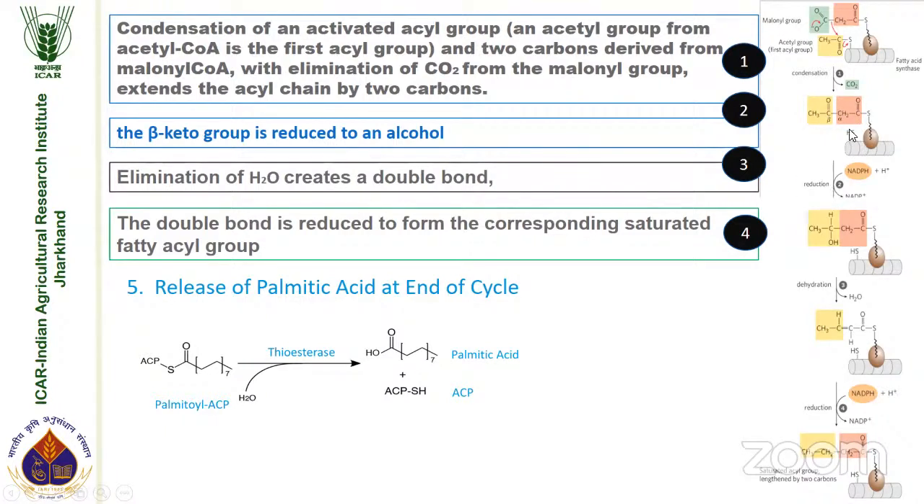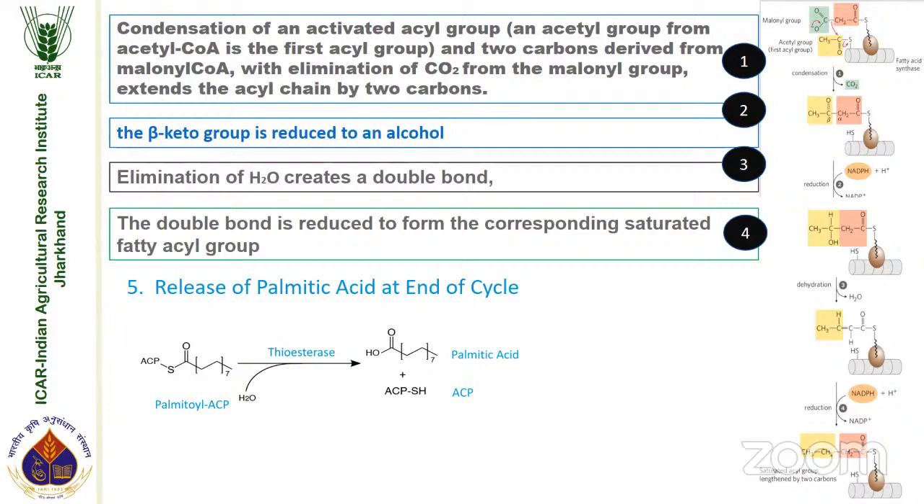Once you have this, you will do one reduction process. Reduction will simply give you OH and H. Once it is reduced, then you have dehydratase. Dehydration will remove this OH and H from here, so you have double bond formation. Once the double bond is formed, it will be reduced with the help of NADPH. So this is the basic mechanism of double bond formation and subsequent reduction.